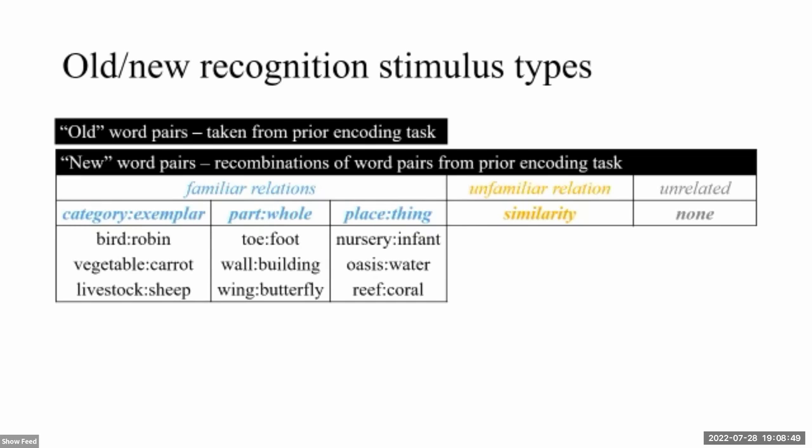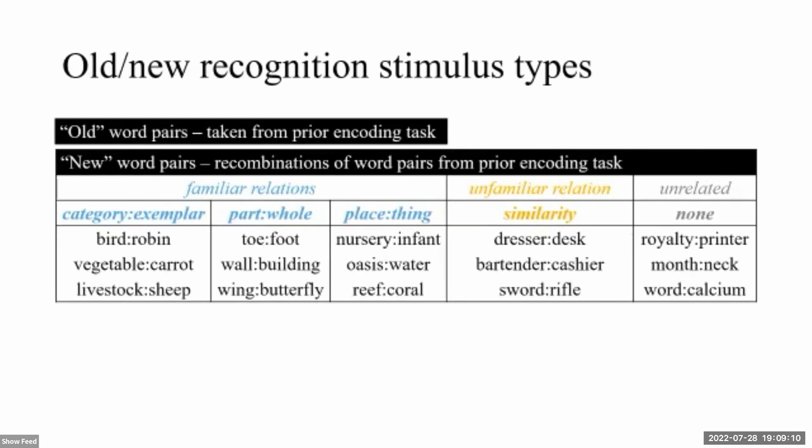Just to give you a sense of each, I provided examples of the familiar relations. These are the word pairs that are new, but were instantiating relations that were shown during the prior encoding task, and that's the sense in which they're familiar. And here's a set of word pairs that feature a new relation, that similarity relation, where the individual words share a number of attributes. And then here's a set of examples of unrelated word pairs.